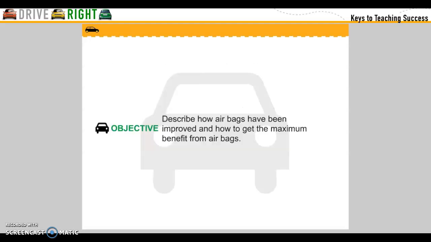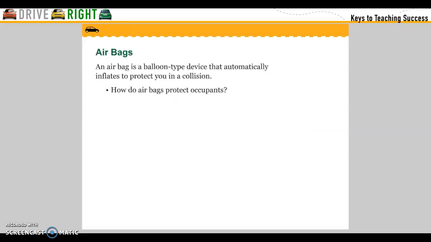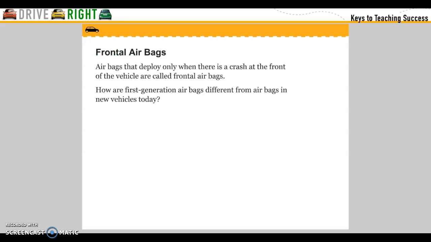Objective: Describe how airbags have been improved and how to get the maximum benefits from the airbags. Airbags. An airbag is a balloon-type device that automatically inflates to protect you in a collision. How do airbags protect occupants? Frontal airbags. Airbags that deploy only when there is a crash at the front of the vehicle are called frontal airbags. How are first-generation airbags different from airbags in the new vehicles today?